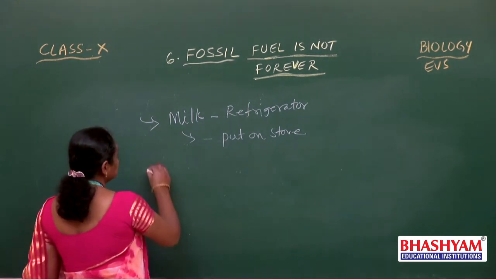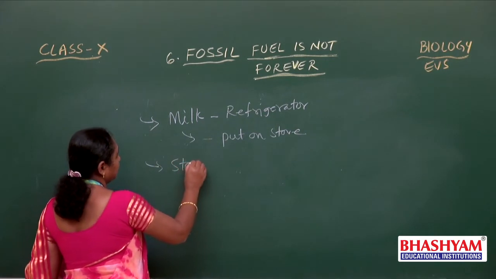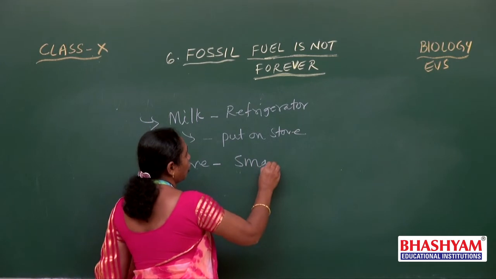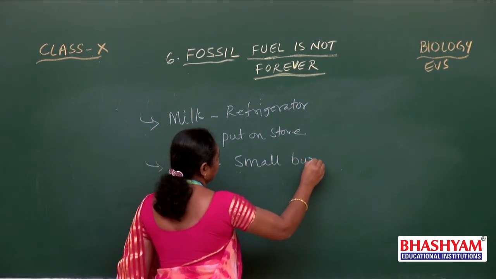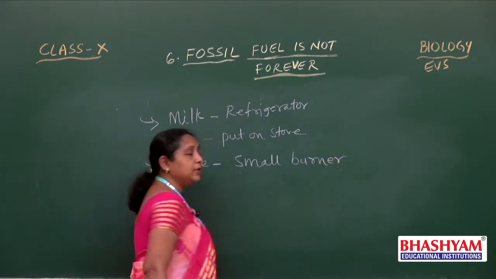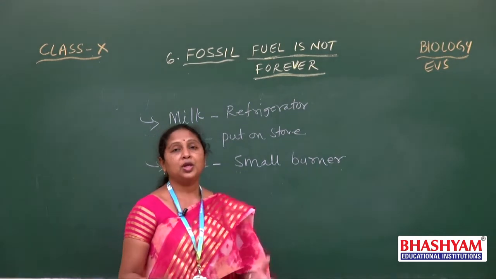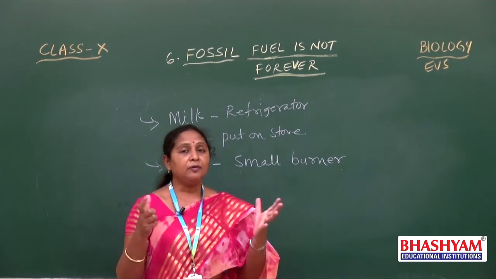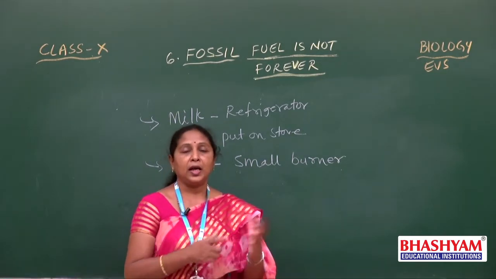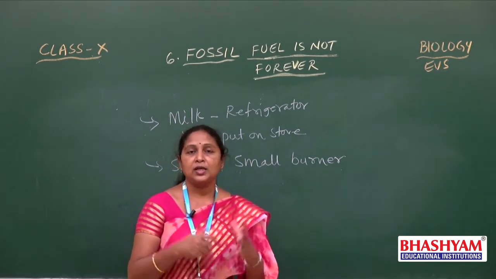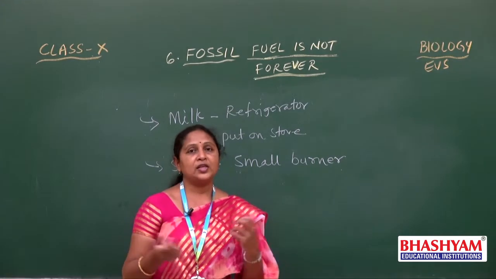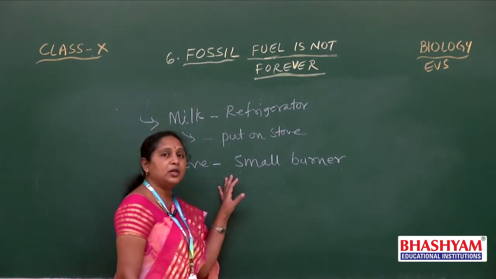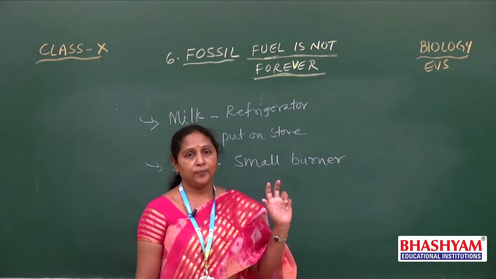And for the stoves we use in our houses, we should always use small burners. Small burners help to minimize the use of energy. If we use big burners and our vessels are small, there is a chance of wasting a huge amount of energy. So one should use small burner stoves to save energy.